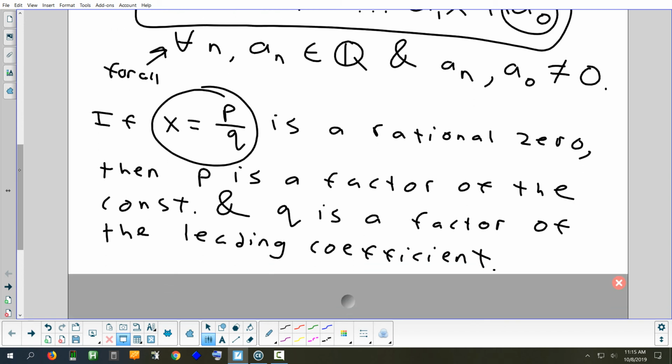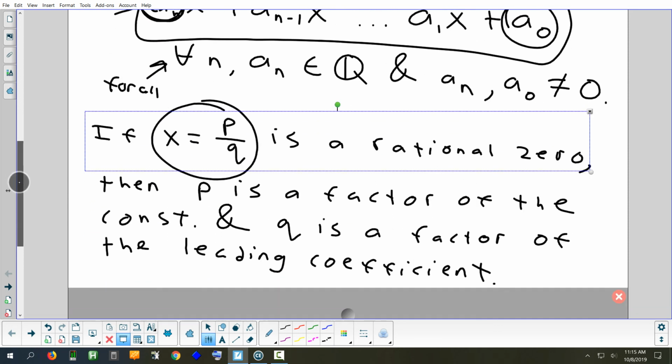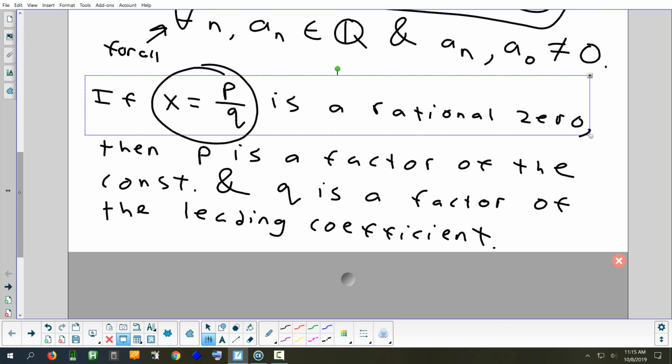So if your problem is going to have a rational root, that means it's going to be a fraction. And in your fraction, I guarantee you the number on the top is going to have to be a factor of the constant. The number on the bottom of your fraction has to be a factor of the leading coefficient. Always. That's how this theorem works.